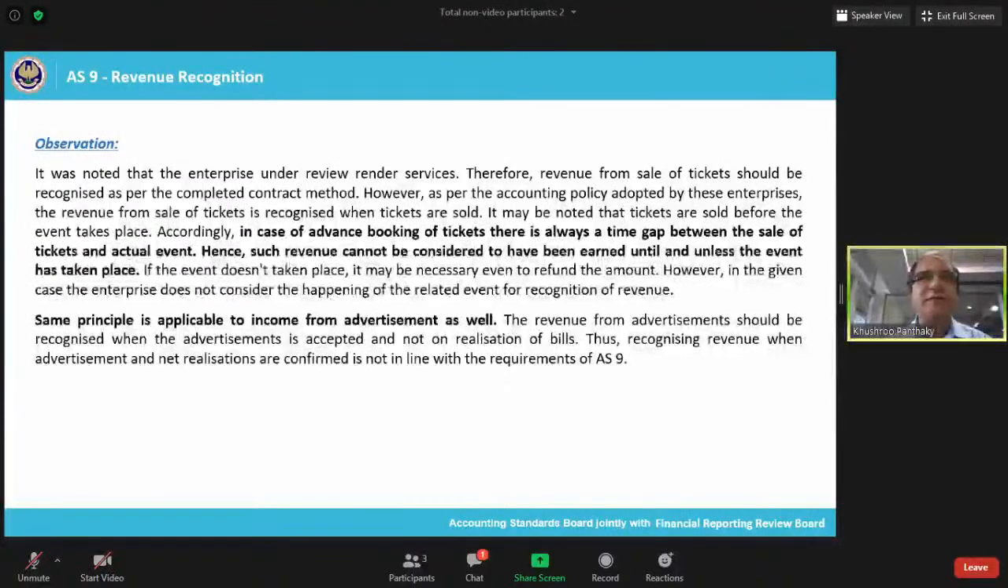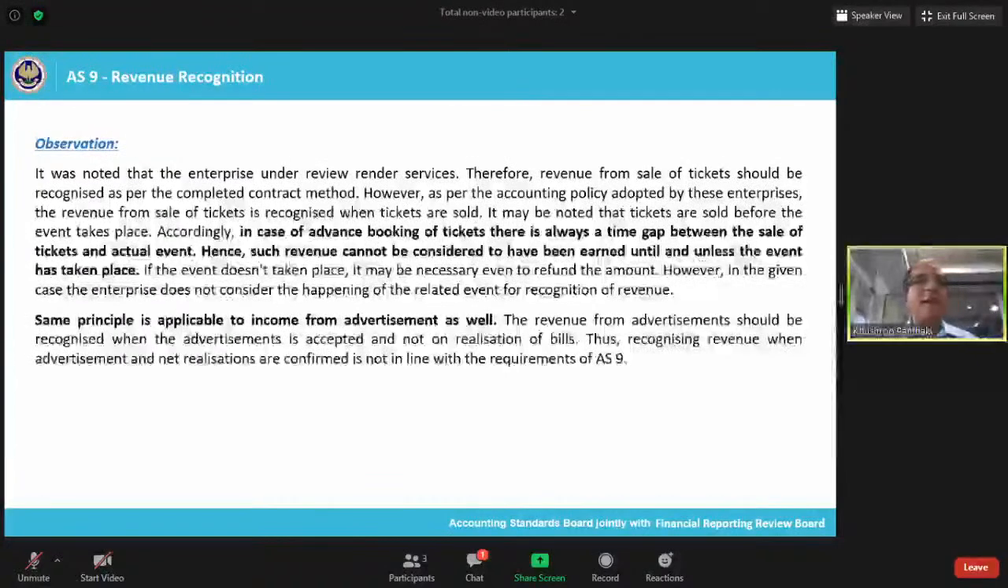So this was the first step which was incorrectly being done for the sale of tickets. Similarly, in the case of an advertisement as well, you cannot recognize the revenue as and when you sell the slots for advertisement. Something can go wrong. A paper may not be released on that particular day, or on a particular television slot, the advertisement may not come for whatever reasons. And therefore, it is not appropriate to recognize that revenue at the point of time when you earn the income.